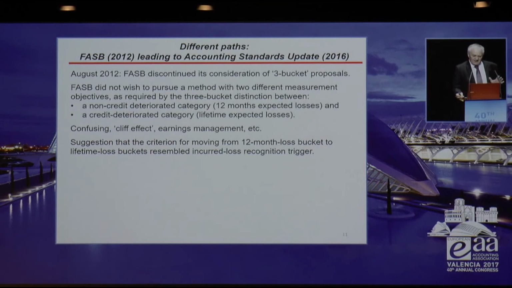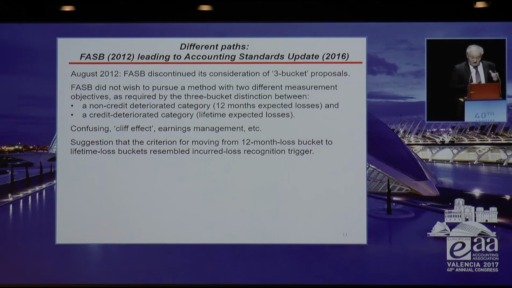particular approach. And then in mid-2012, the FASB walked away from this approach, effectively saying that they didn't want to proceed with a method in which there were two separate measurement objectives. They didn't like the idea of there being two categories for the purposes of accounting for credit loss impairment, one of which would be a non-credit deteriorated category, where expectations of losses hadn't changed since initial recognition, and another category, a credit deteriorated category. They didn't like that. They said it was confusing, there was a cliff effect, recognised losses suddenly going up or down, opportunities for earnings management.